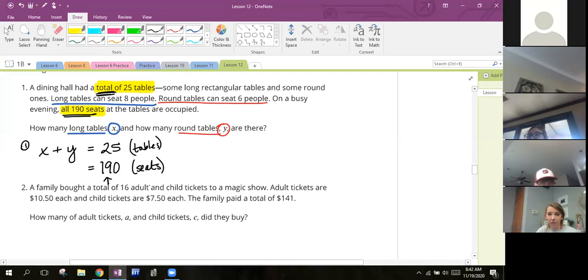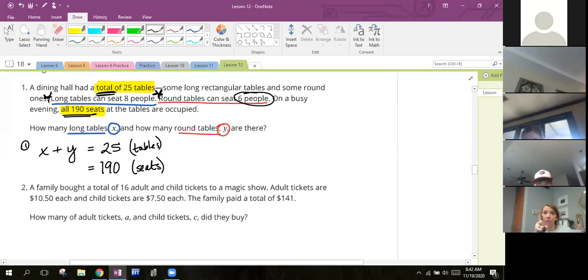All right, but now we have 190 seats. What do we know about the seats? What did it tell us? They're occupied. They're all occupied, yes. Okay, but what do we know about how many seats we have? We know round tables can only seat 6 people. Okay, so one round table seats 6 people.